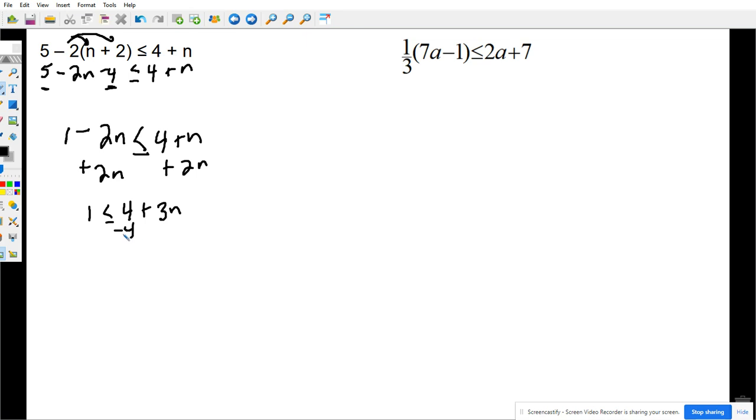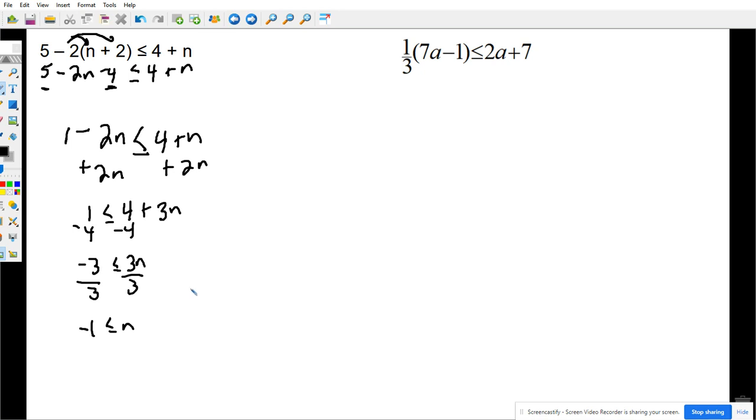I'm going to move the 4 to the other side. I've got 1 minus 4, which is negative 3, is less than or equal to 3n. I'm going to divide by 3. And did I divide by a negative here? No, I divided by positive 3. So that would just give me negative 1 is less than or equal to n.